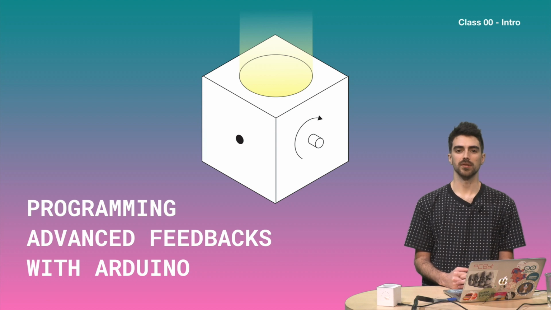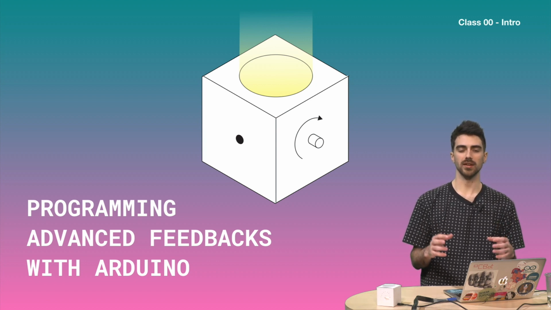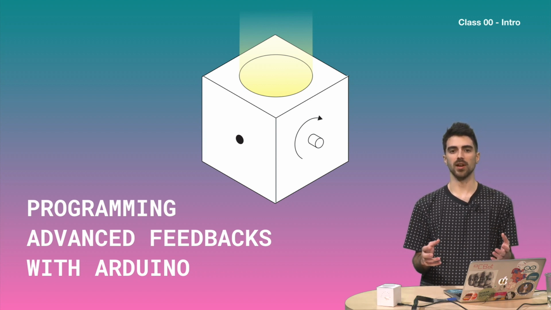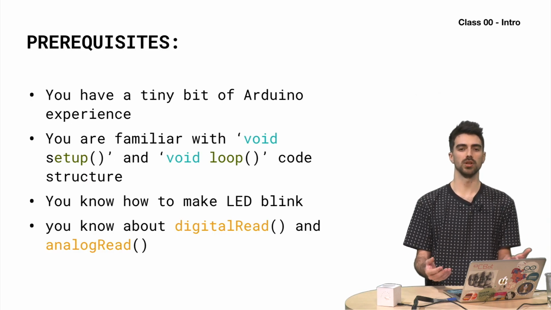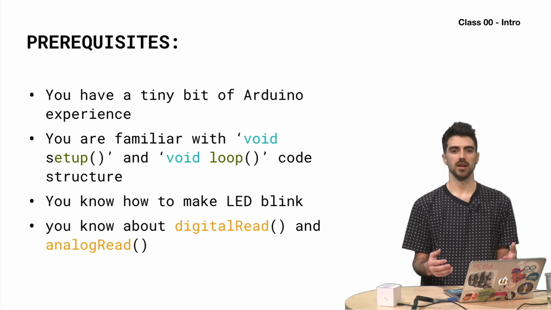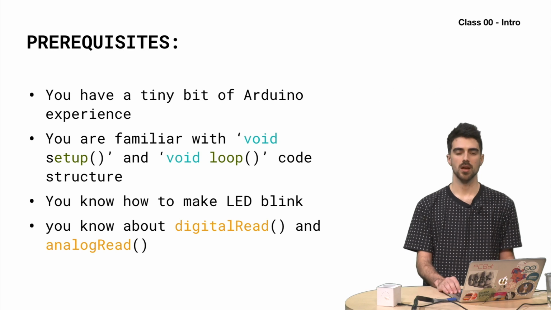The goal of the class is to learn how to program advanced feedback using light and effects using Arduino. If you're taking this class, I assume that you already have some basic Arduino experience. You are able to make an LED blink, and you are able to read and write simple Arduino sketches.